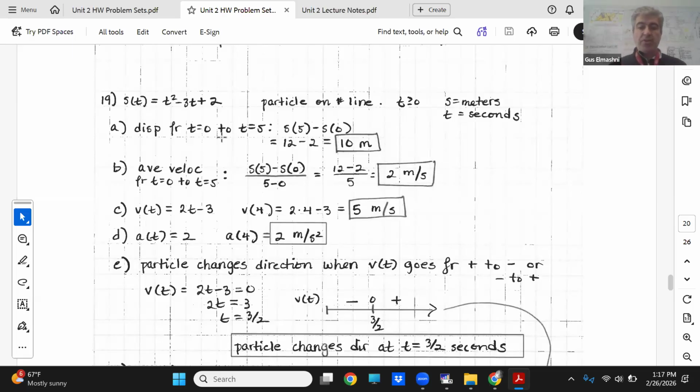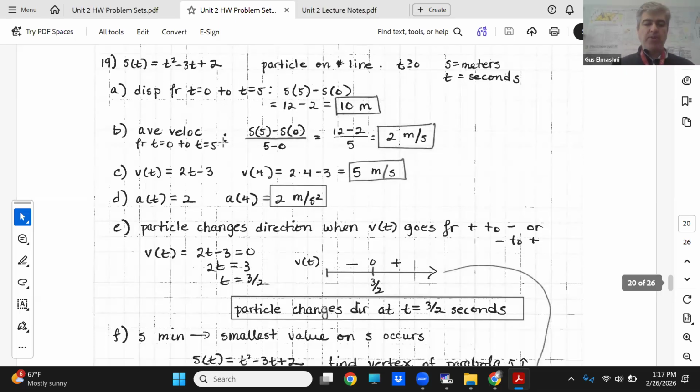You change direction when your velocity changes sign. So it changes sign at t equals 3 halves. That's it. That's when you change direction.